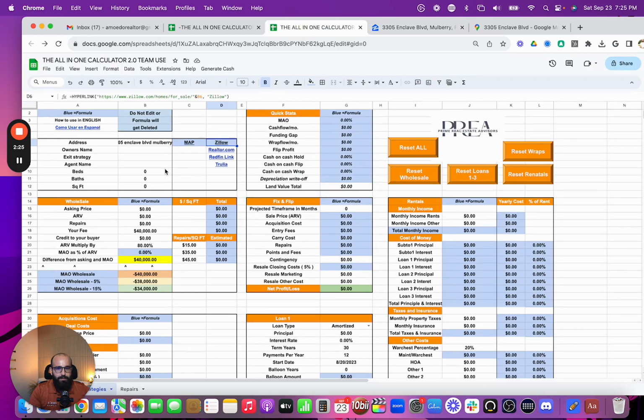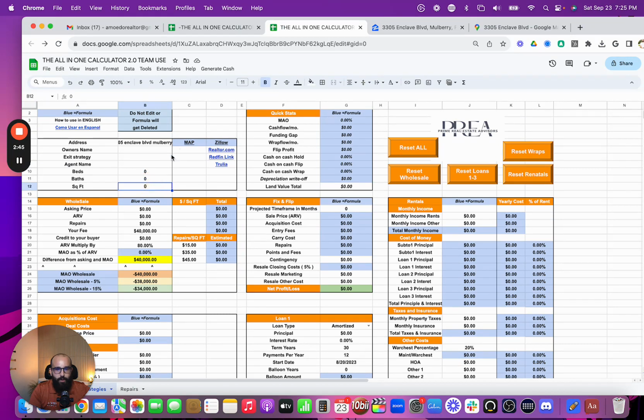So we're going to go back to the calculator. We don't have to put the owner's name. That's just for internal purposes. Exit strategy is for internal purposes. An agent name is internal purposes, the person that is doing this underwriting, okay? In the future, this is going to be used for the letter of intent that we are currently generating, okay?